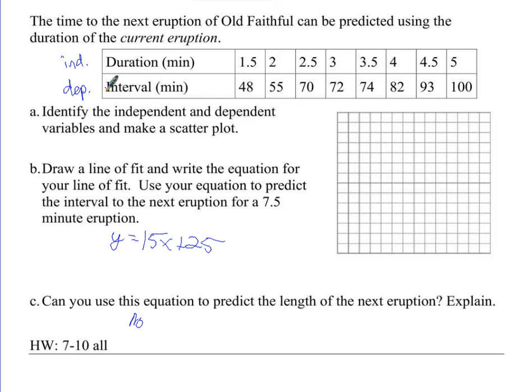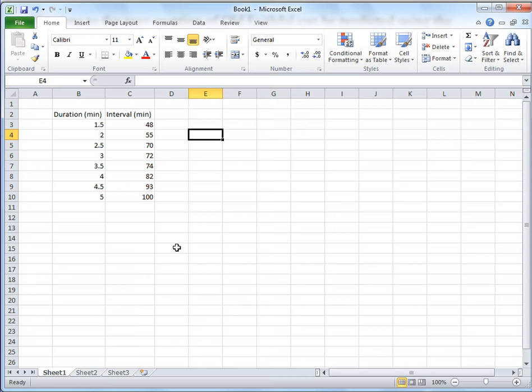And then we also came up with an answer. Use your equation to predict the interval to the next eruption for a 7.5 minute eruption. What was our answer? I think it was like 138 or something like that. 137.5 minutes. Okay, so that was our prediction for the next eruption of Old Faithful. Now what we're going to do is use Excel and enter the data into Excel and see what Excel comes up with. So I brought up Excel and I've already entered in the data.